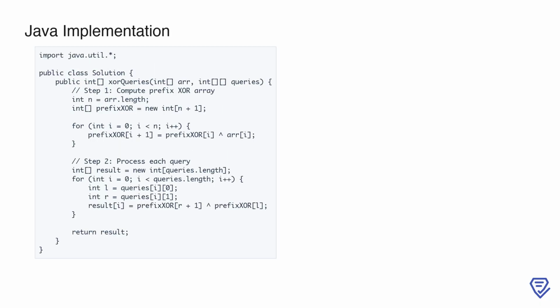This is the Java implementation of the LeetCode problem number 1310, XOR queries of a subarray. The solution mirrors the Python logic, using a prefix XOR array to pre-process the input array for efficient query handling. The main differences in Java include explicit type declarations, array initialization, and the use of a 2D array for queries. The XOR queries method computes the prefix XOR array, processes each query, and returns the result as an array of integers.